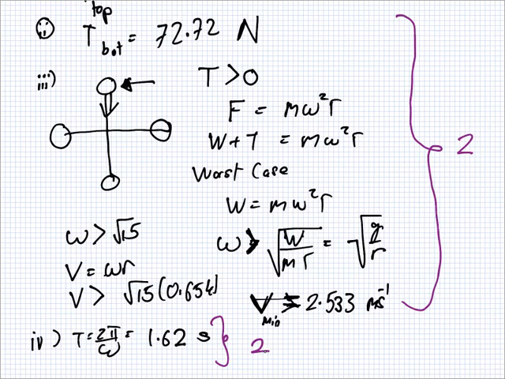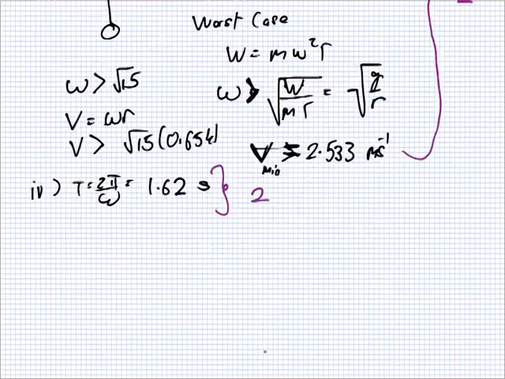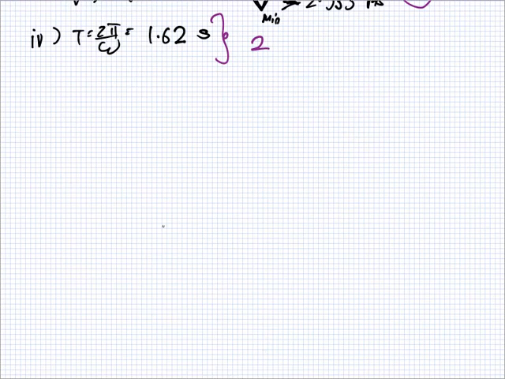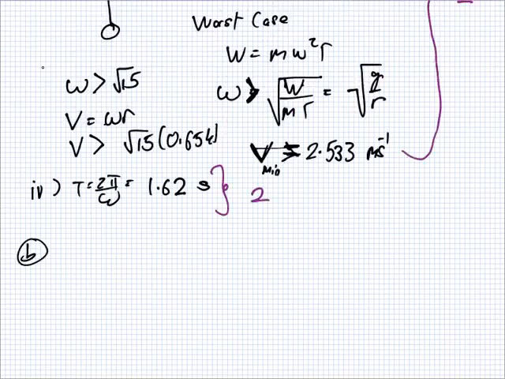Now B part. Okay, can I go down? You use this formula, right? 2 pi over omega. That's what he used, wasn't it? Yeah, that's fine. Continue? Okay, B part.